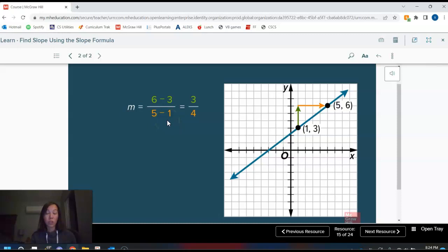And also, so many people do this. Y is on top and X is on bottom. So it's the difference in the Y over the difference in X. So make sure you put the Y's on top and the X's on bottom.